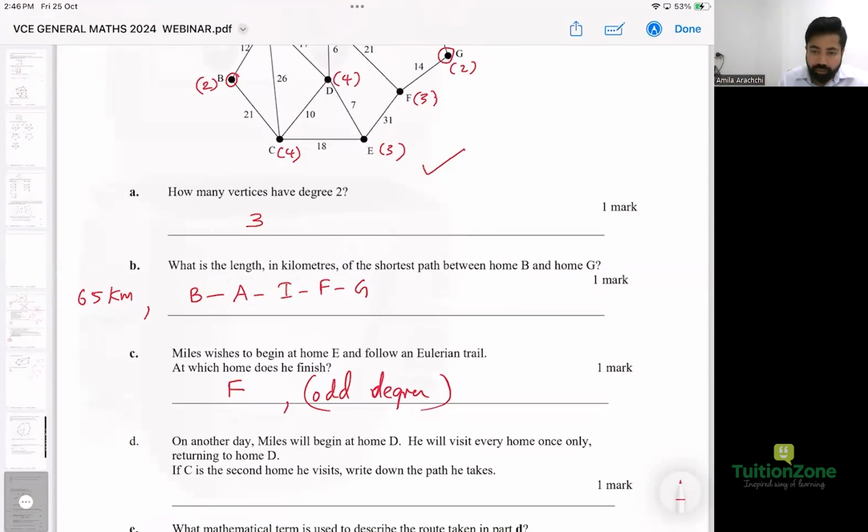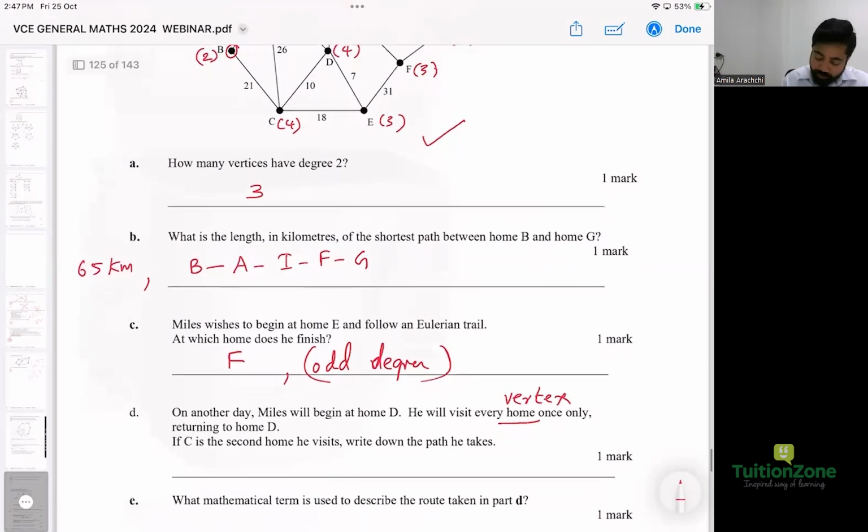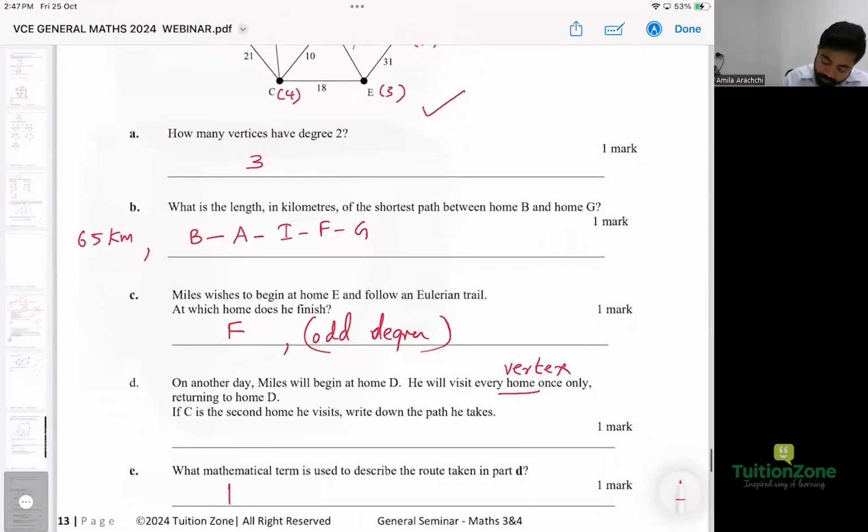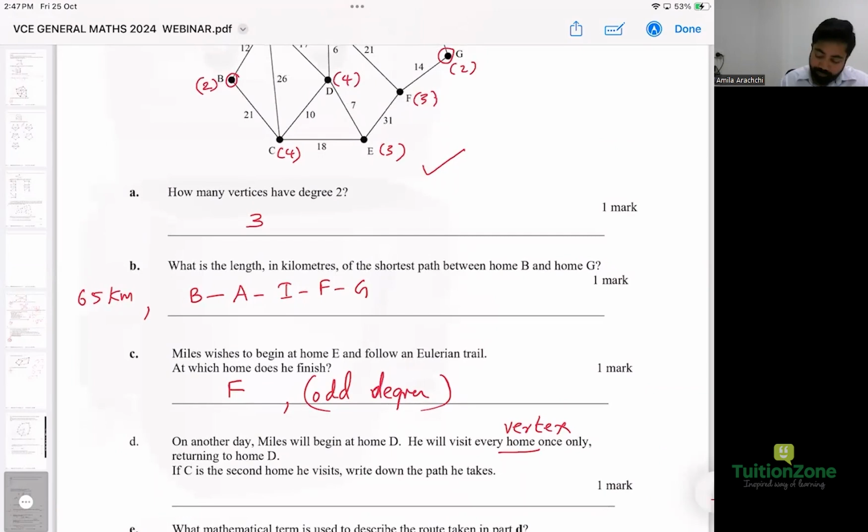In another day, once we begin home D, we'll visit every home once only. Every home once only means every vertex once only. I'll return to D. What do you call that? Hamiltonian cycle, isn't it? And that's what they're asking here. But can you do the part D? That's Hamiltonian cycle. So starting from D, ending on D, must go through every vertex once only.